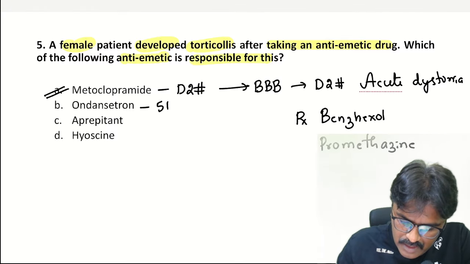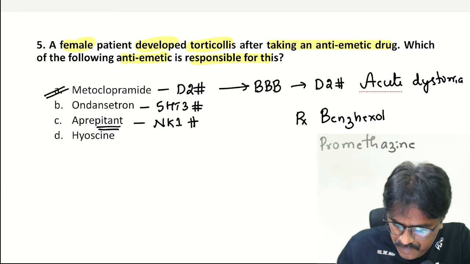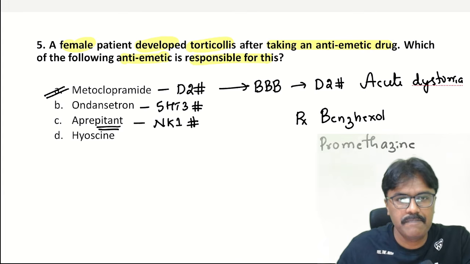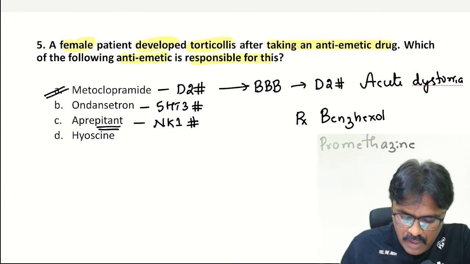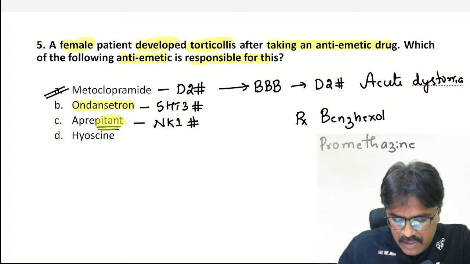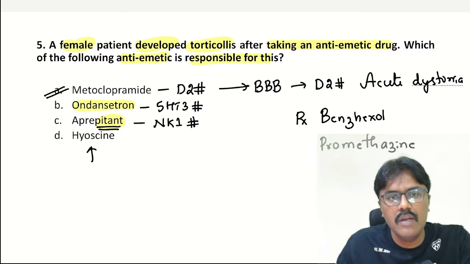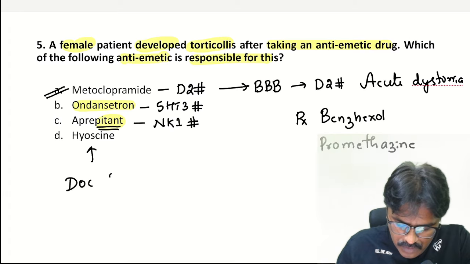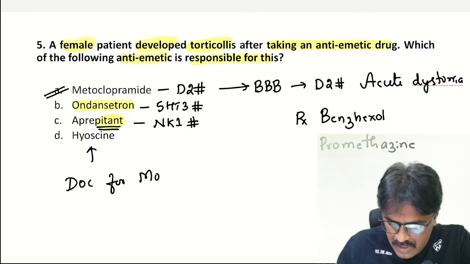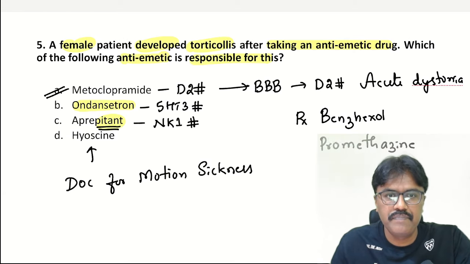Ondansetron is a 5-HT3 antagonist. Any drug ending with pitant is a neurokinin 1 antagonist. So what should I remember from this? Remember, the drug of choice for early CINV is ondansetron or granisetron. Late CINV is pitants. And the last option, hyoscine, is an anticholinergic drug. It's the drug of choice for motion sickness. The name is hyoscine.